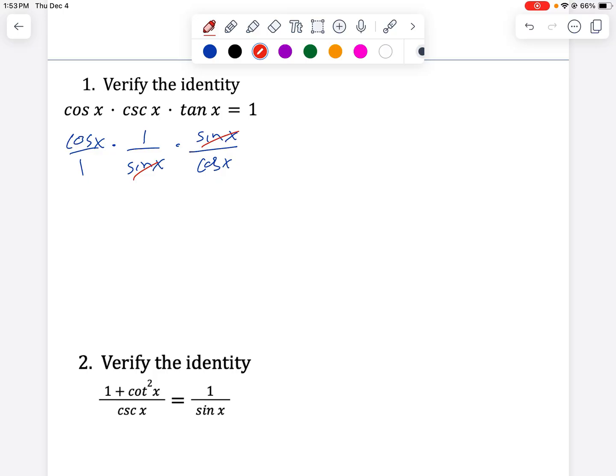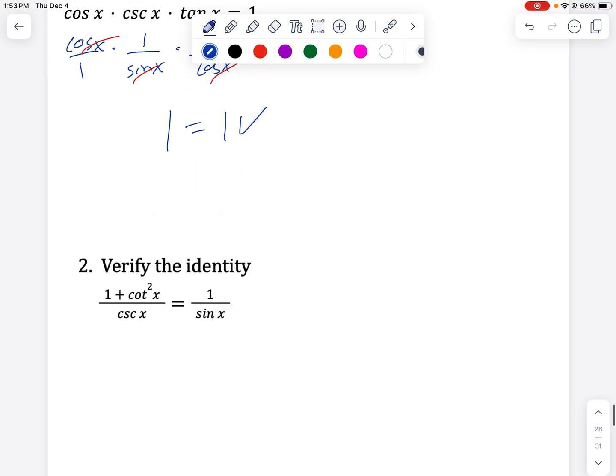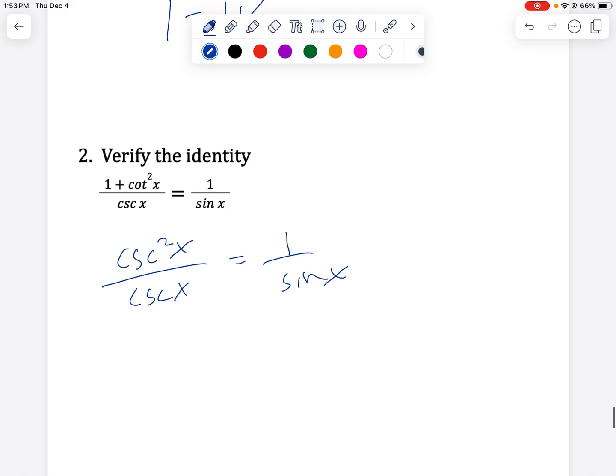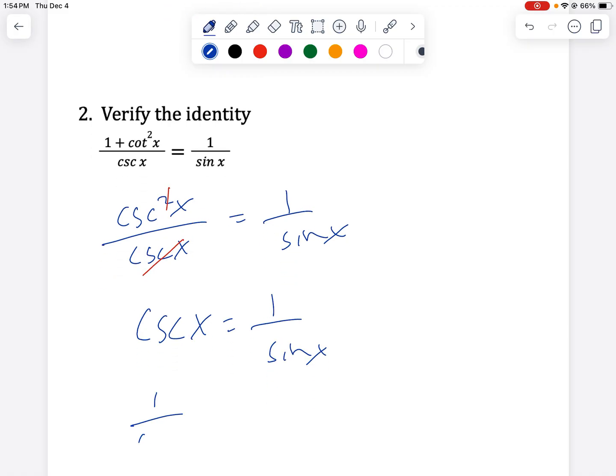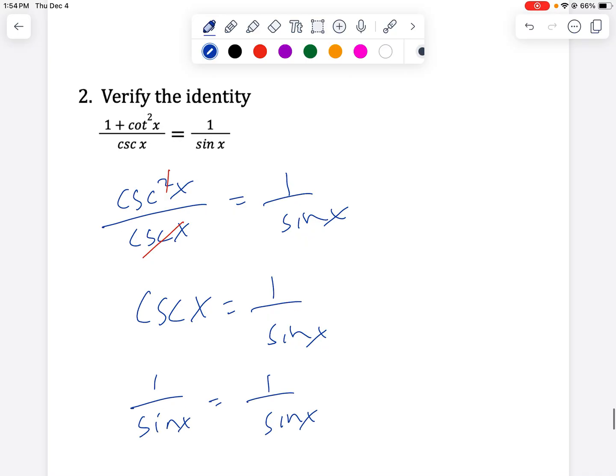Hey, look, the sines cancel, the cosines cancel. All I'm left over with is 1 equals 1, which checks out. All right, next one. 1 plus cotangent squared x is on your sheet, and that is cosecant squared x, and that's over cosecant x, which is 1 over sine x. Hey, I have cosecant squared over cosecant, boom, cancel each other out. So it's cosecant x equals 1 over sine x, which is just cosecant, the reciprocal function of sine. Check.